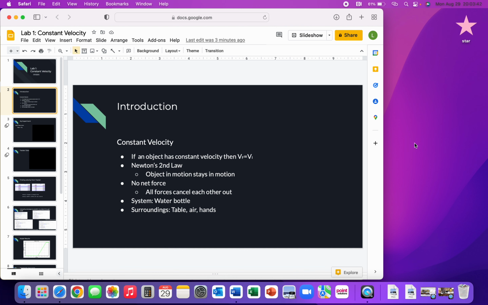So first, just a quick introduction to the purpose of this lab. Since the lab is called Constant Velocity, basically that means that throughout the time of the object's motion, you want it to have the same velocity, so final velocity is equal to initial velocity and all the other velocity values in between. This is essentially a way of practicing Newton's first law, which is that an object in motion stays in motion unless a force acts upon it.